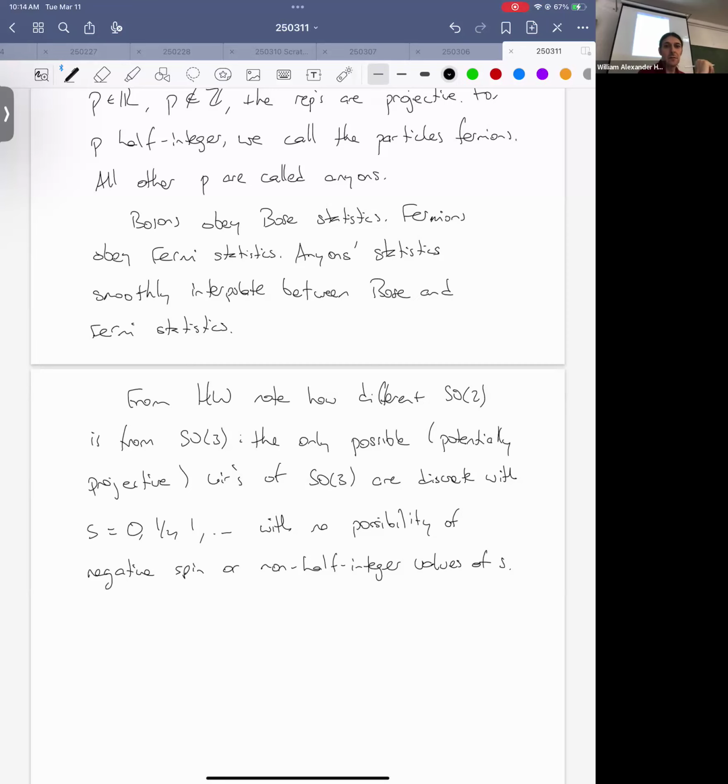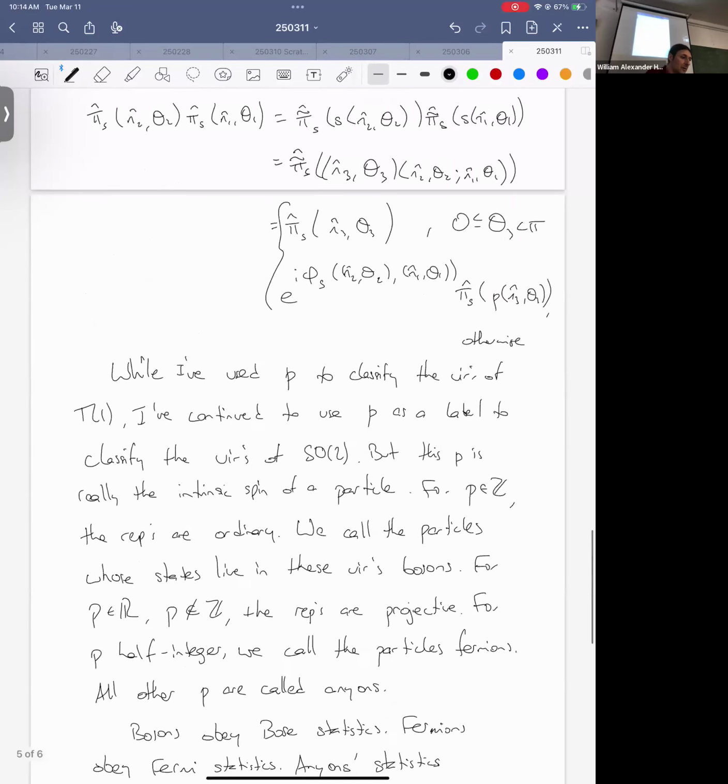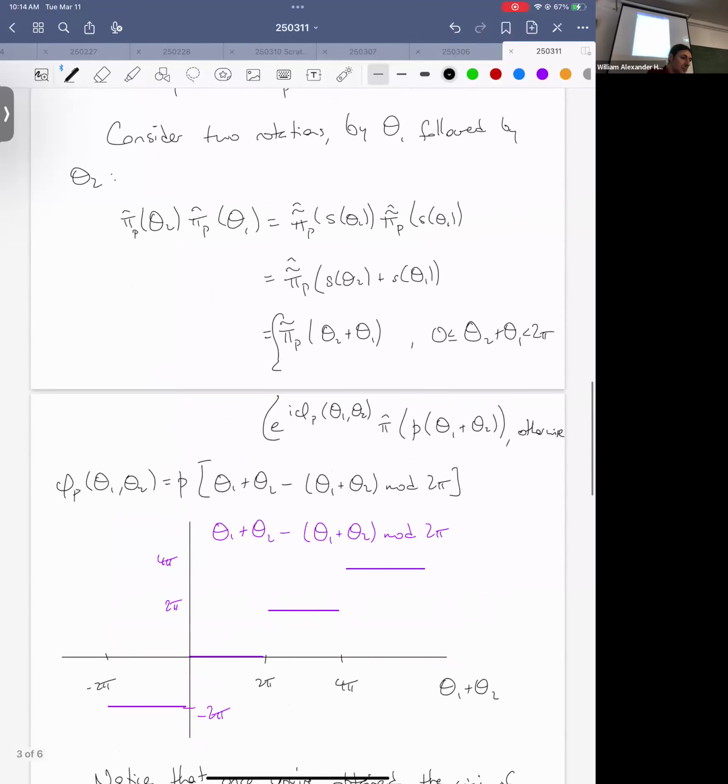Also, in fact, the phases for the projective representations in SO3 are simpler than the phases of SO2. The phases in SO3 can either be +1 or -1, whereas the phases in SO2 can be any wild value of some real number p multiplying some integer.